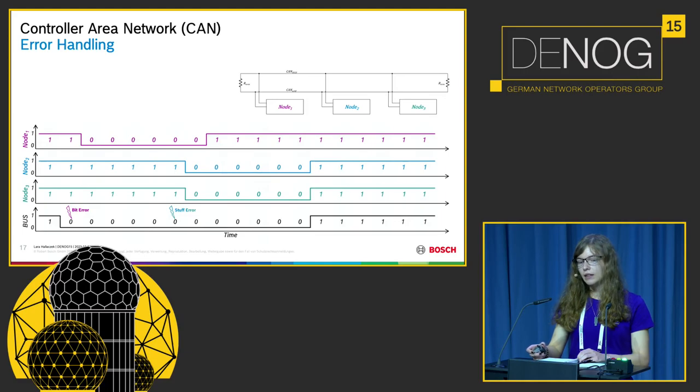now it signals an error. Errors in CAN are signaled by sending 6 bits of the same polarity, so either 6 ones or 6 zeros.